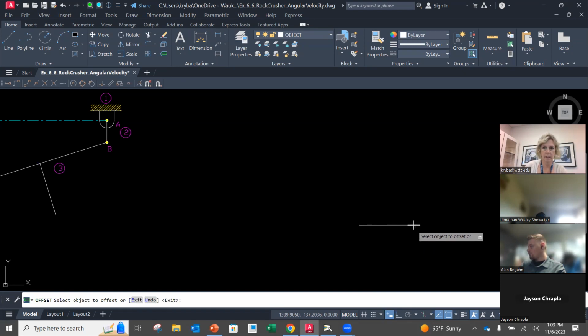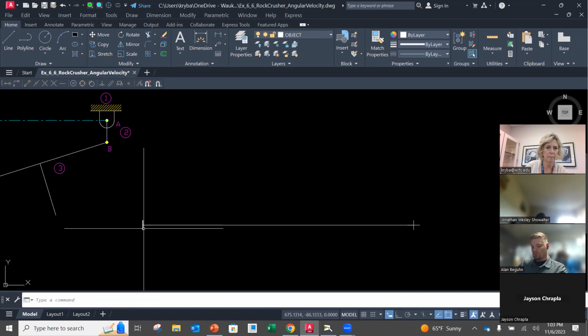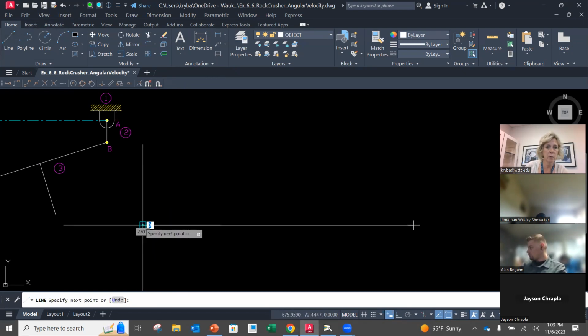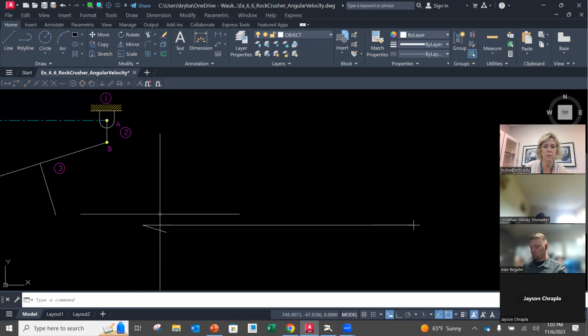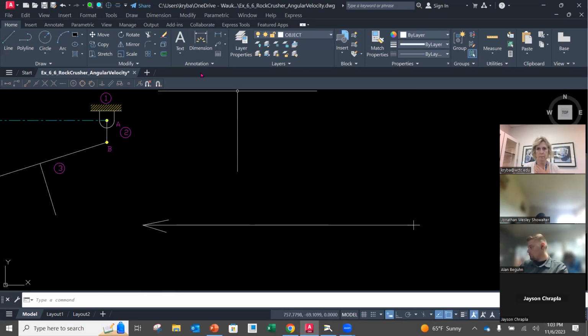There we go. And I want it from here to there. Okay, so now I'm going to extend my line right there. And on its endpoint, I am going to draw my arrowheads. So I'm just going to draw them in line form, not in leader line form. Okay, so this is my velocity of B.